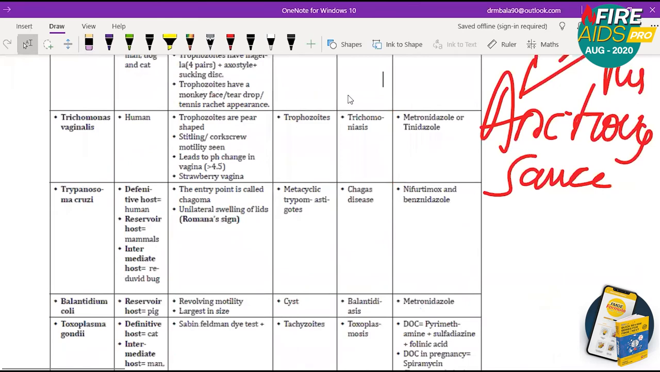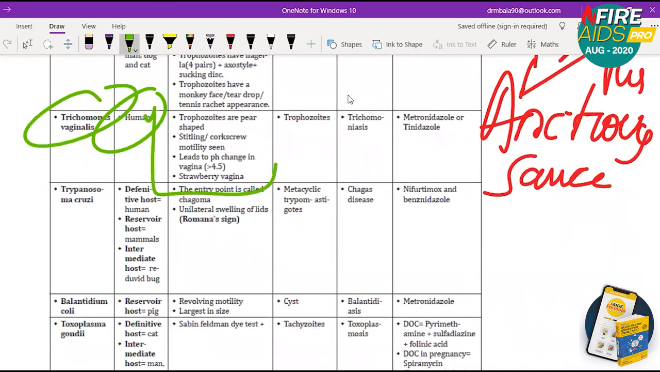Then we go to the next one, that is Trichomonas vaginalis. Humans are affected. We already talked about it. We talked about this in bacteriology, so I'm not going to go much further. Trophozoite is the infective form. That's all you need to know. Okay.